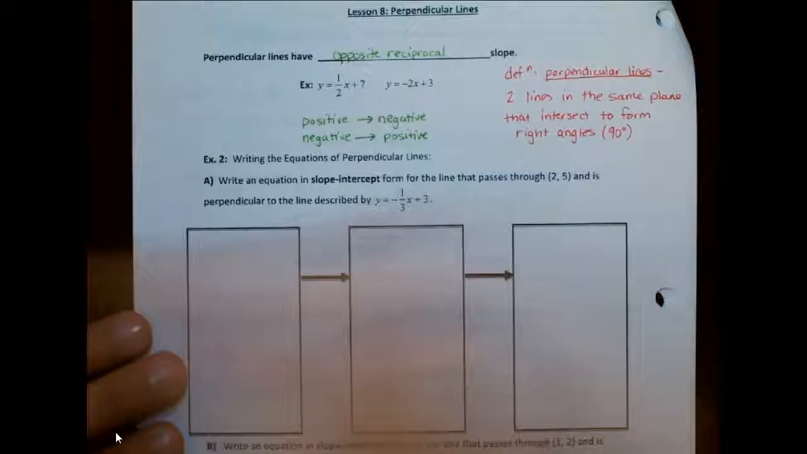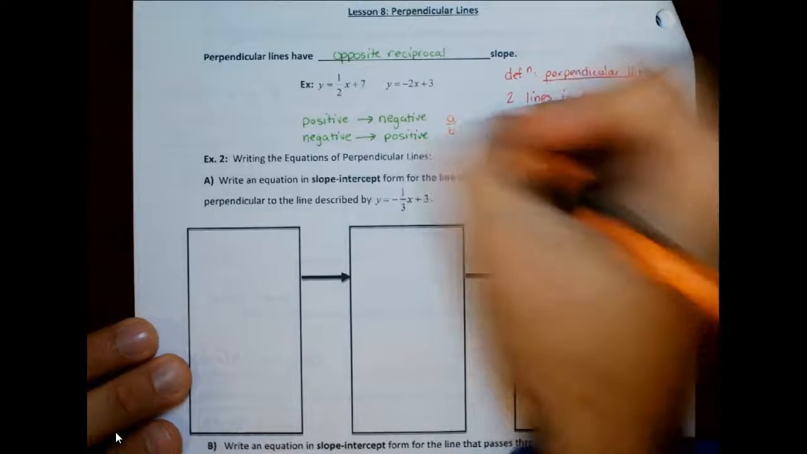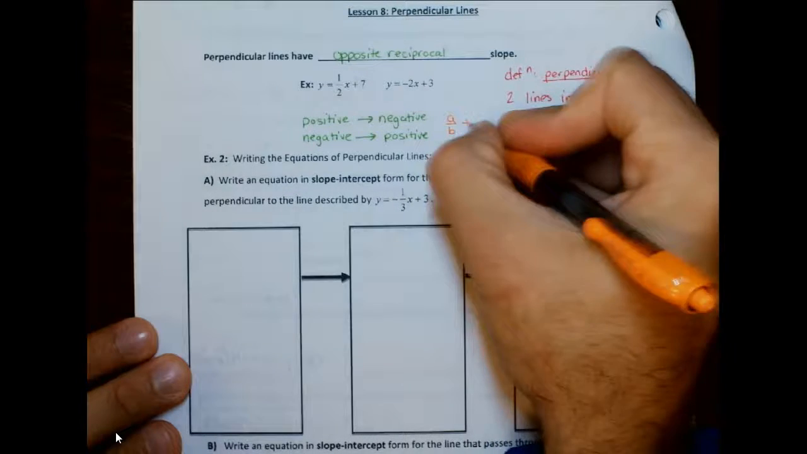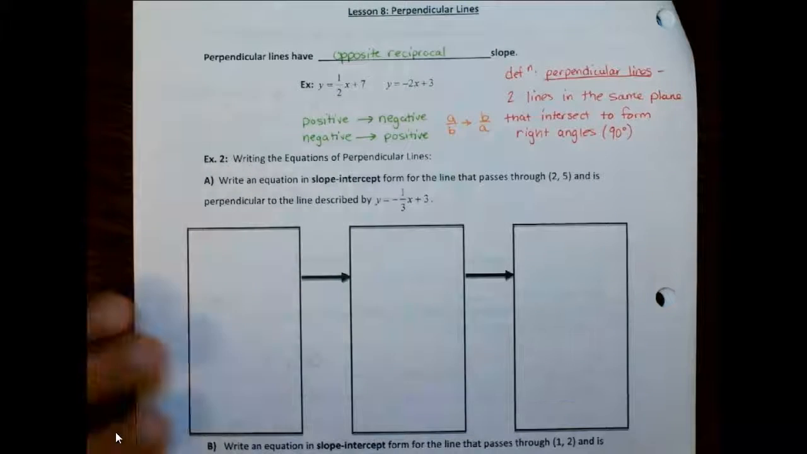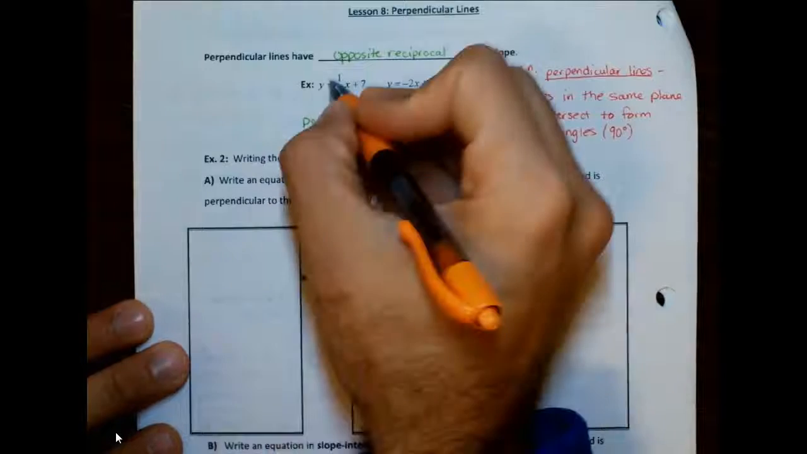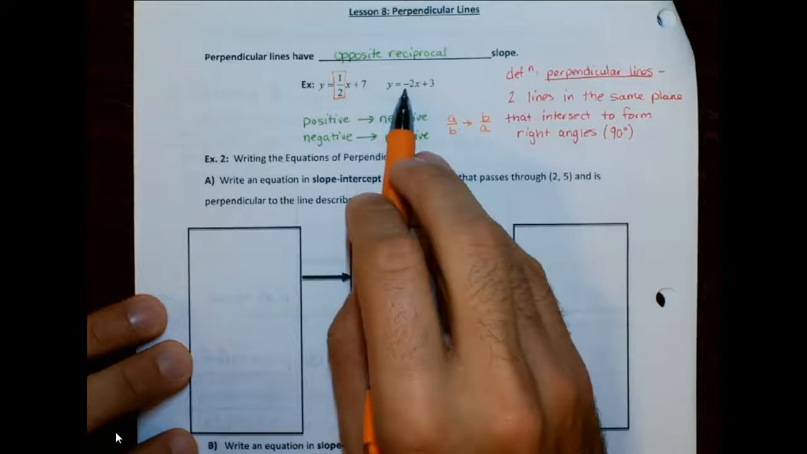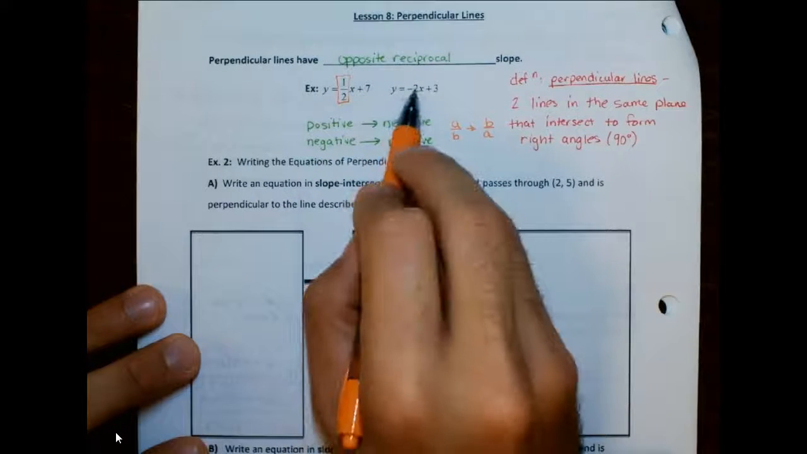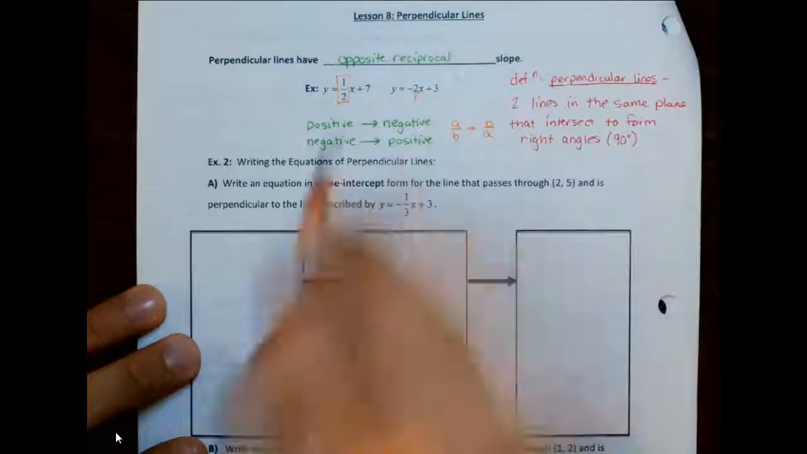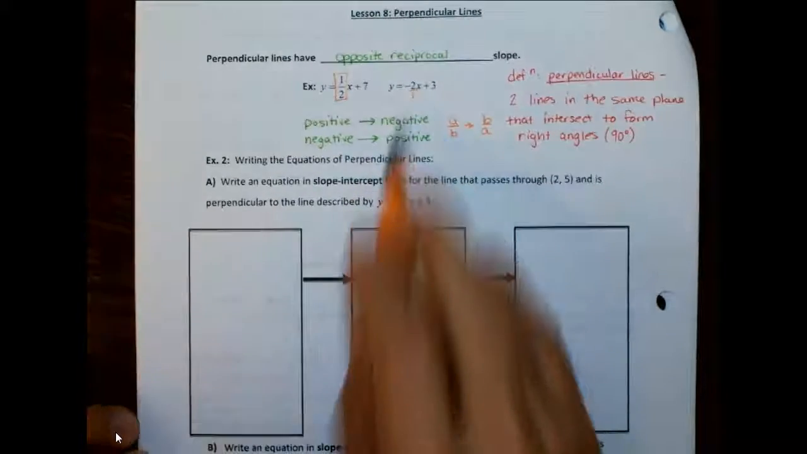Remember that a reciprocal is a fraction like a over b. The reciprocal then becomes b over a. So I'm going to flip that fraction. So here I have a slope of 1/2. The reciprocal, this is positive, so now it becomes negative. 2 as a fraction is 2 over 1. So if I take 1/2 and flip it, it becomes 2 over 1.